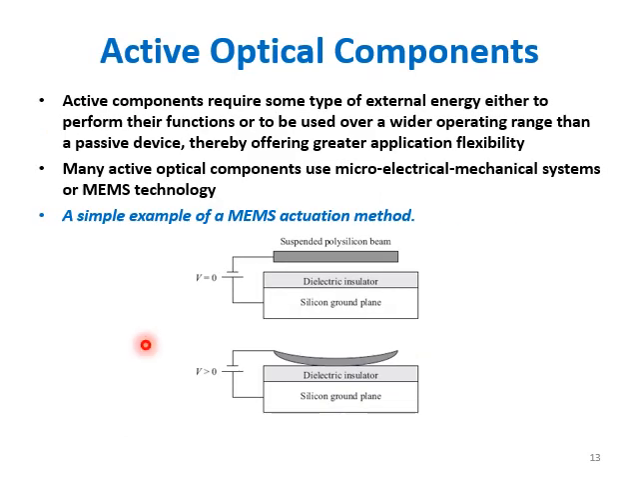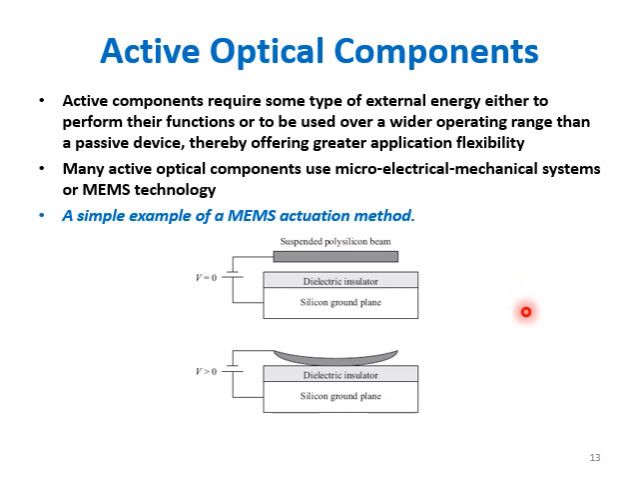So the next and last concept for today's presentation is active optical components. There are many active components which can be used with optical fibers. First, I am defining MEMS technology, that is, micro electromechanical systems. An active component requires some type of external energy, either to perform its functions or to be used over a wider operating range than a passive device, thereby offering greater application flexibility.